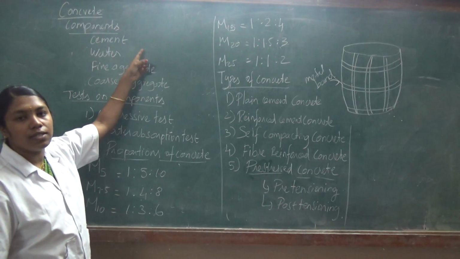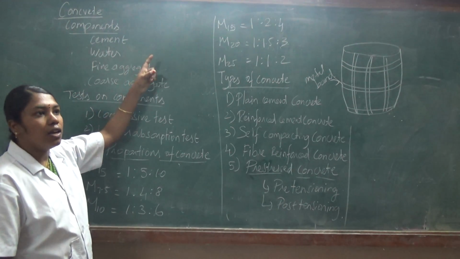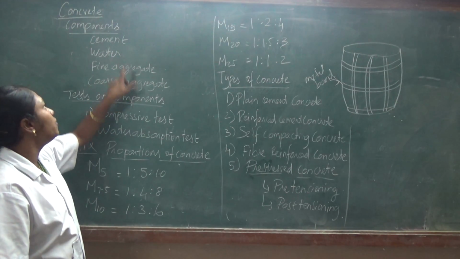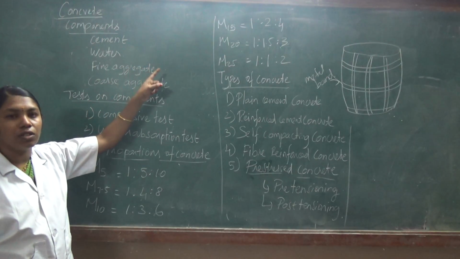The first one is cement. Cement is the binding material. It binds all the fine aggregate and coarse aggregate when water is added to the concrete.